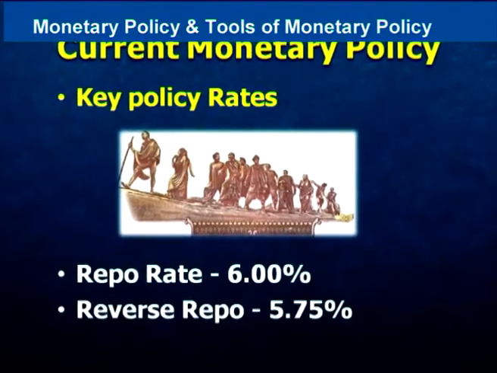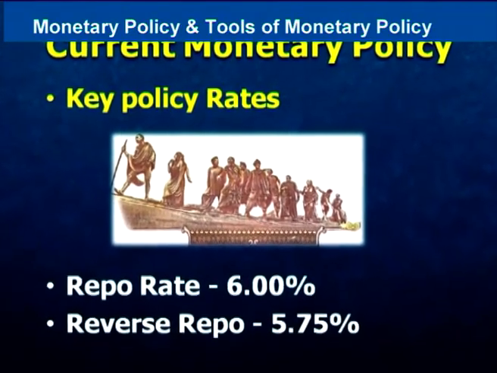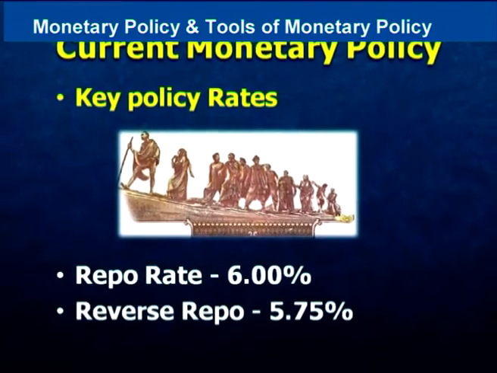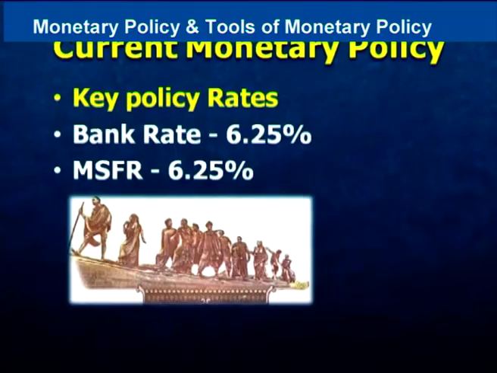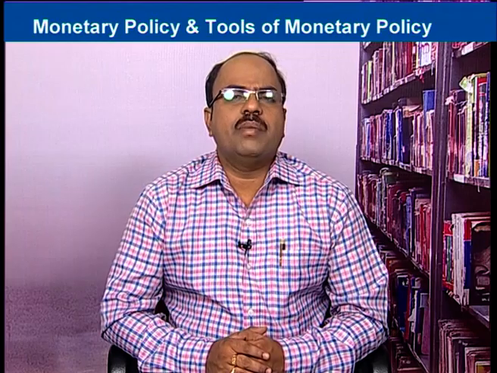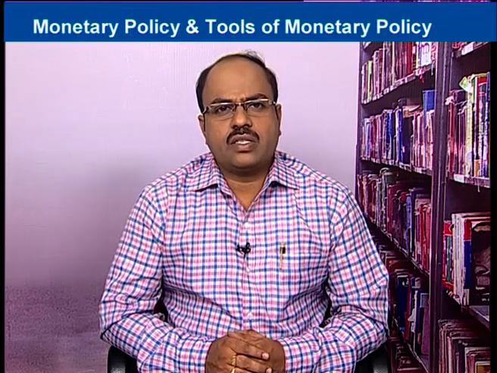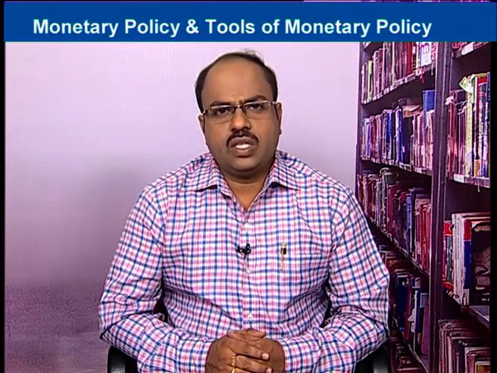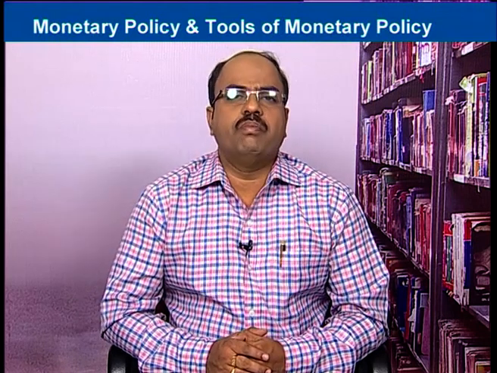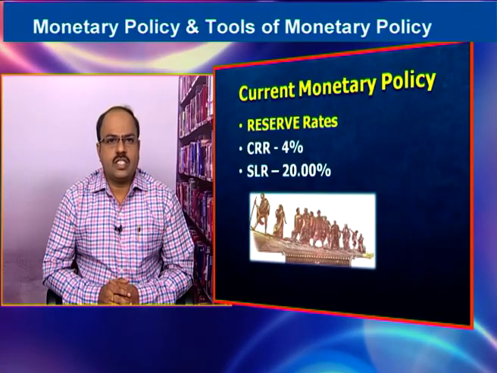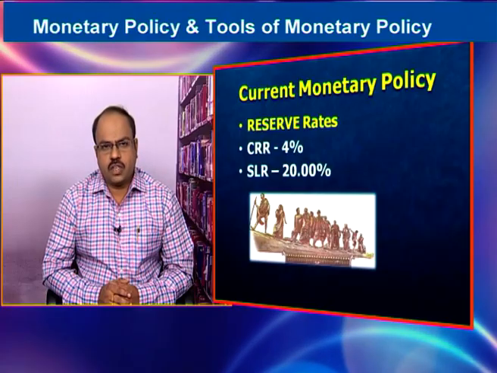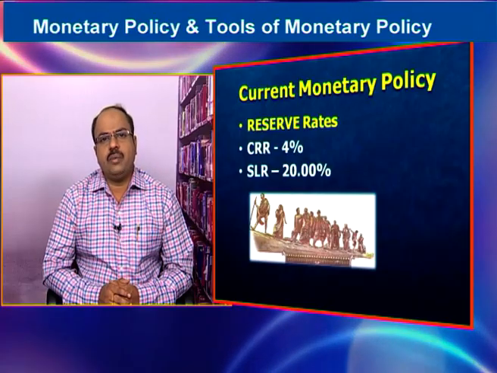Repo rate is at 6%, reverse repo rate 5.75%, bank rate 6.25%, MSF rate is 6.25%. MSF means marginal standing facility rate. This rate is equal to, or directly proportional to, the bank rate. And then the reserve ratios: CRR at 4%, nothing but the cash reserve ratio, and SLR at 20%.